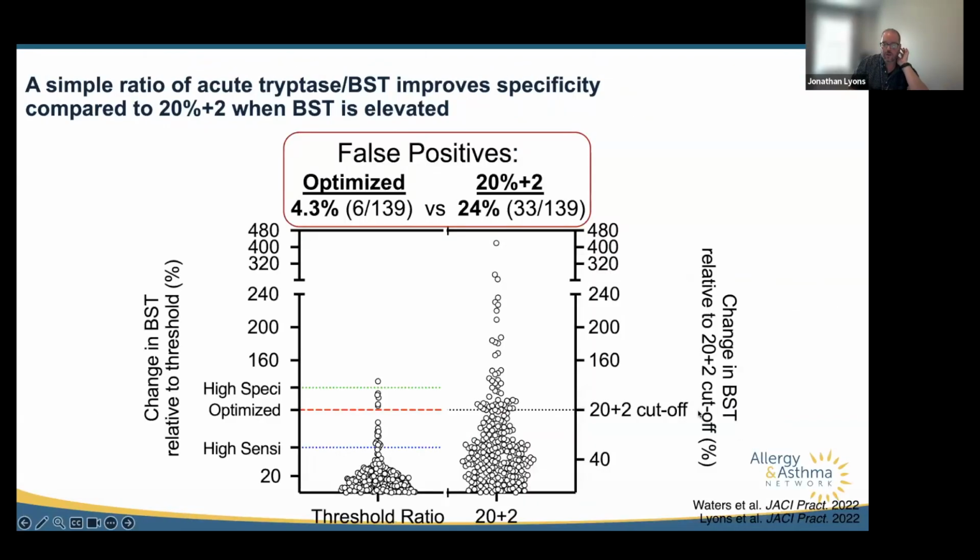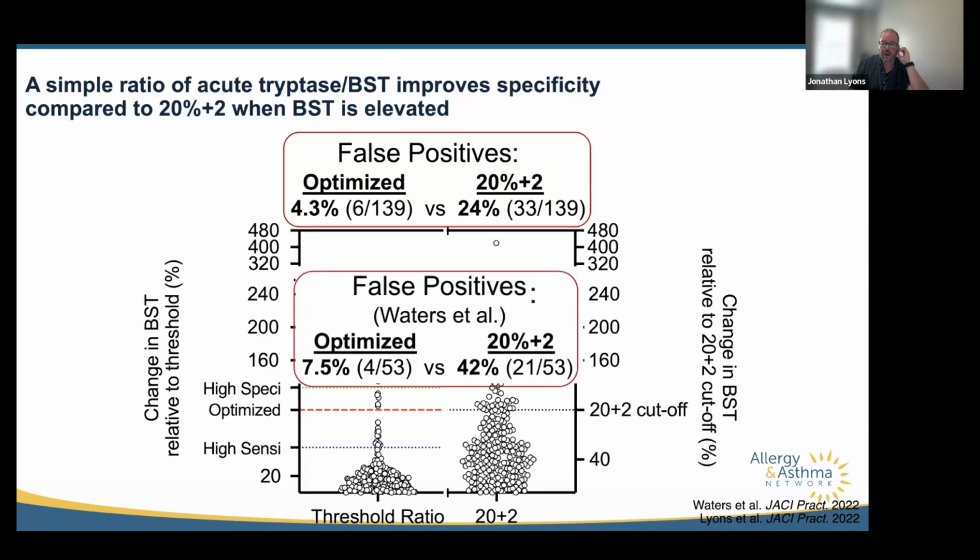So we took all of our patients and, using our cutoffs, found the false discovery rate and compared that to what it would have been had we been using 20% plus 2. You can see that we were still finding about 4% being misclassified when they were just having baseline variability using our new optimized approach. Whereas using the 20% plus 2, almost 1 in 4 were being falsely classified as having mast cell activation when they were just having baseline variability.